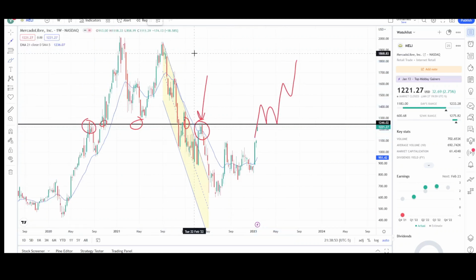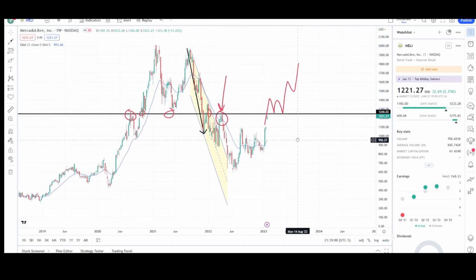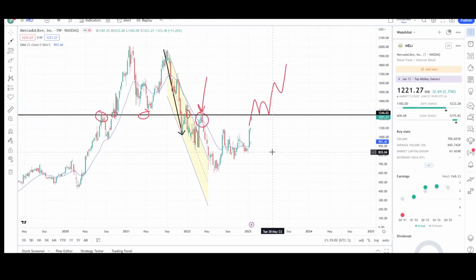I don't like to pick tops and bottoms. I don't like to say certainties in the market because anything can happen still. So we can still crash back down. But right now, technically it's looking very good for MELI.